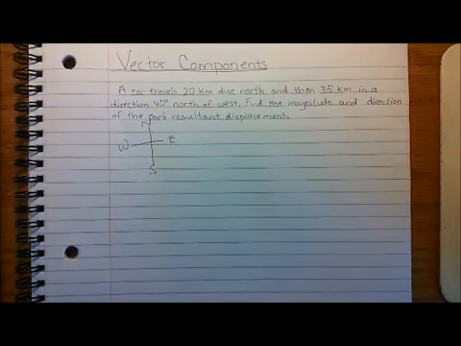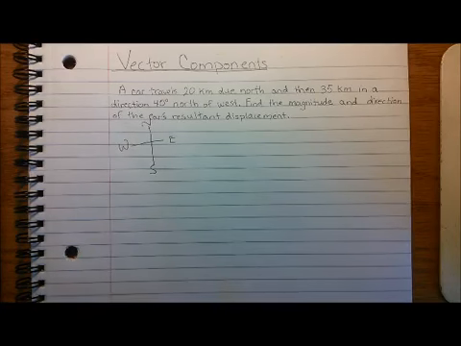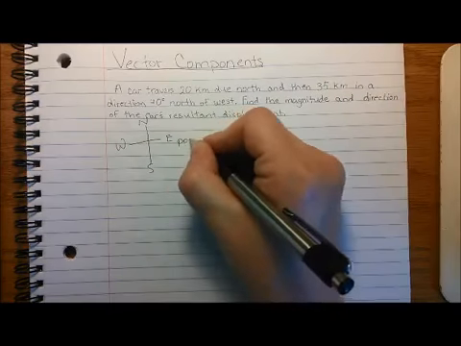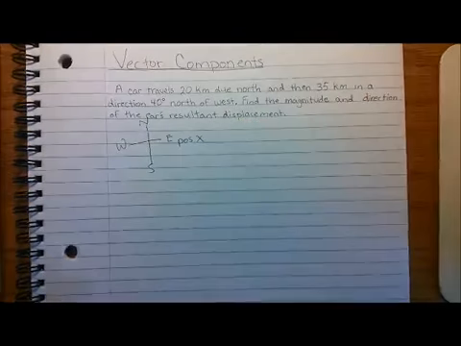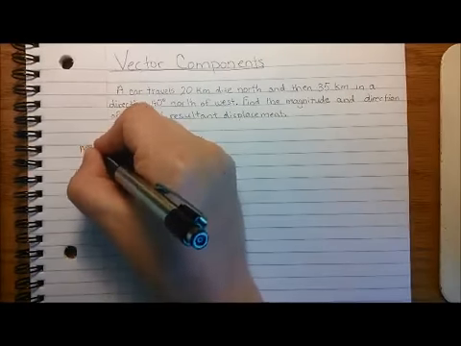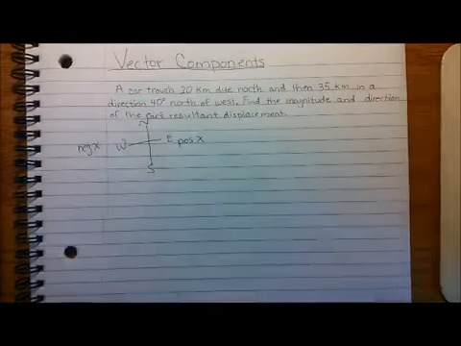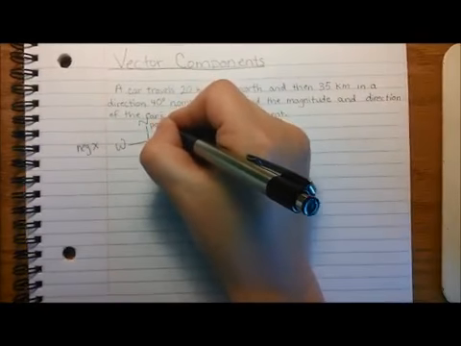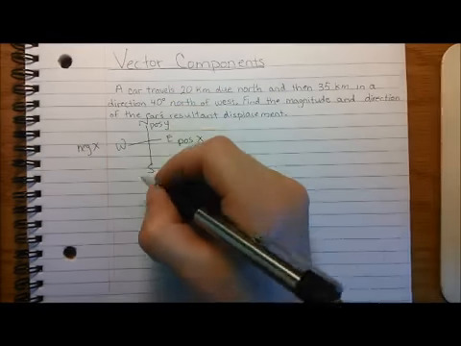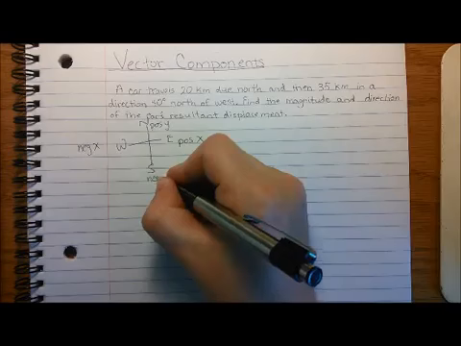One thing I don't think I've mentioned yet is whether each direction is positive or negative. So east is going to be the positive x direction. West is going to be the negative x direction. North is the positive y direction. And south is the negative y direction.